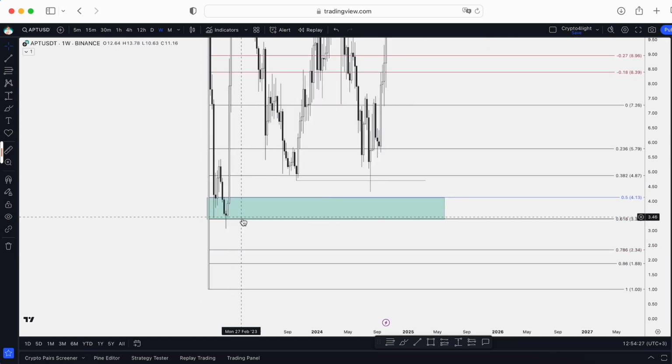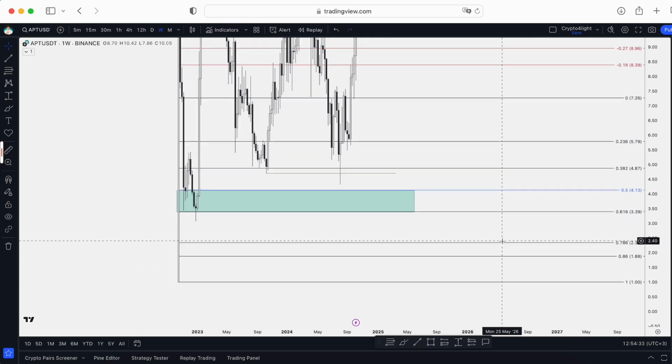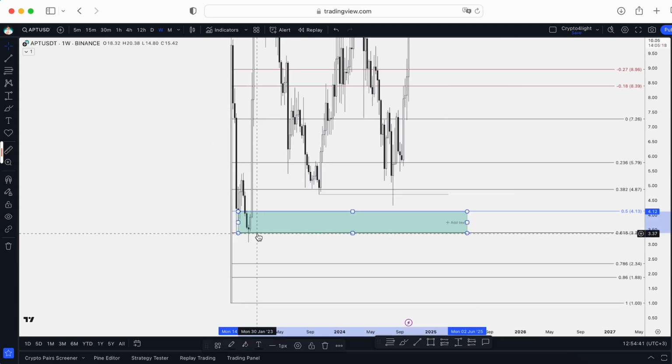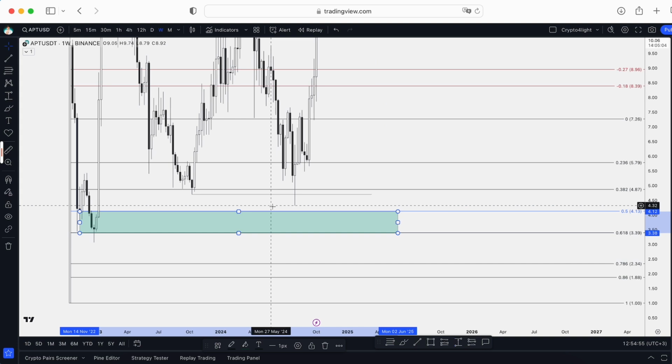Take a look. This was a zone for correction: $4.13, $3.39. The next step for capitulation is $2.34, $1.88. We didn't drop to that level, but if you accumulated in the first zone to buy, you could make like 500%. So everything is by plan. And imagine we leave the low in October 2023, and in August 2024 we come back and sweep that low. This is how liquidity pools work.